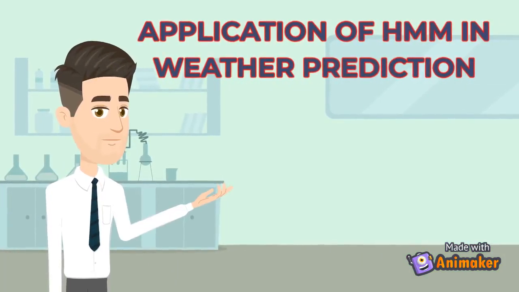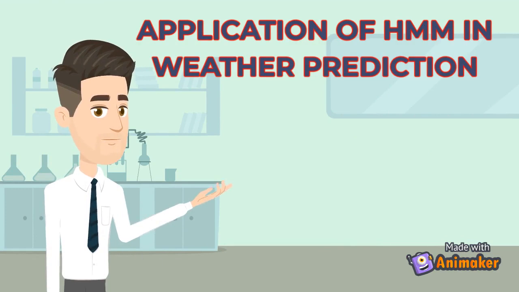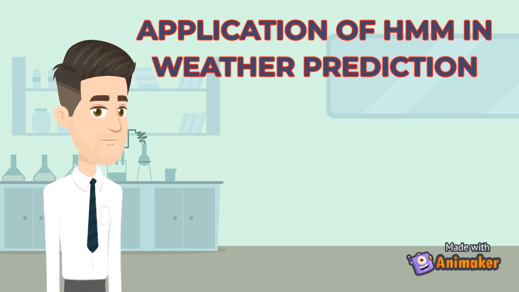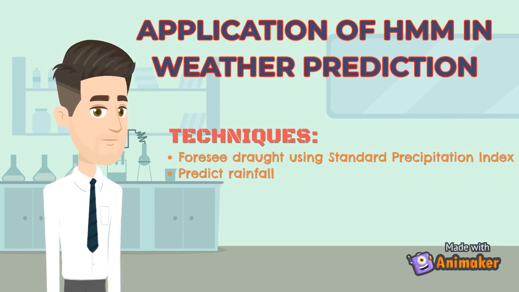HMM has been successfully applied to problems including speech recognition, computational biology, and others. In this presentation, we choose to explain the uses of HMM in weather prediction. Related work has been done in predicting weather using various techniques over a few years. An effort had been made to foresee drought using the standard precipitation index. Apart from it, there was also an attempt to predict rainfall. However, in both researches, one thing was common, and that was the use of hidden Markov model.